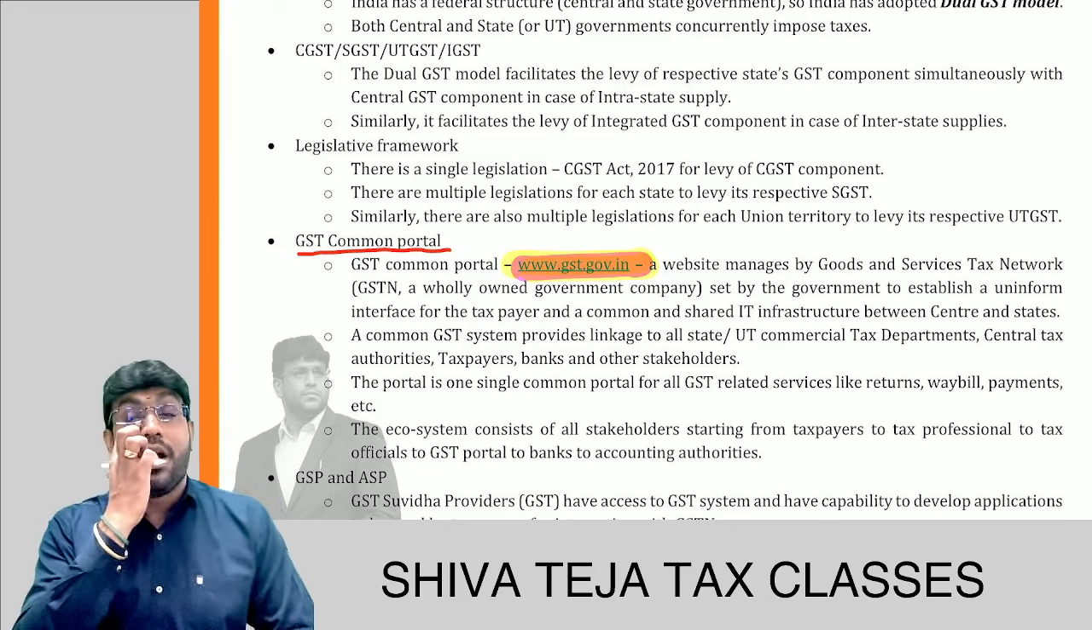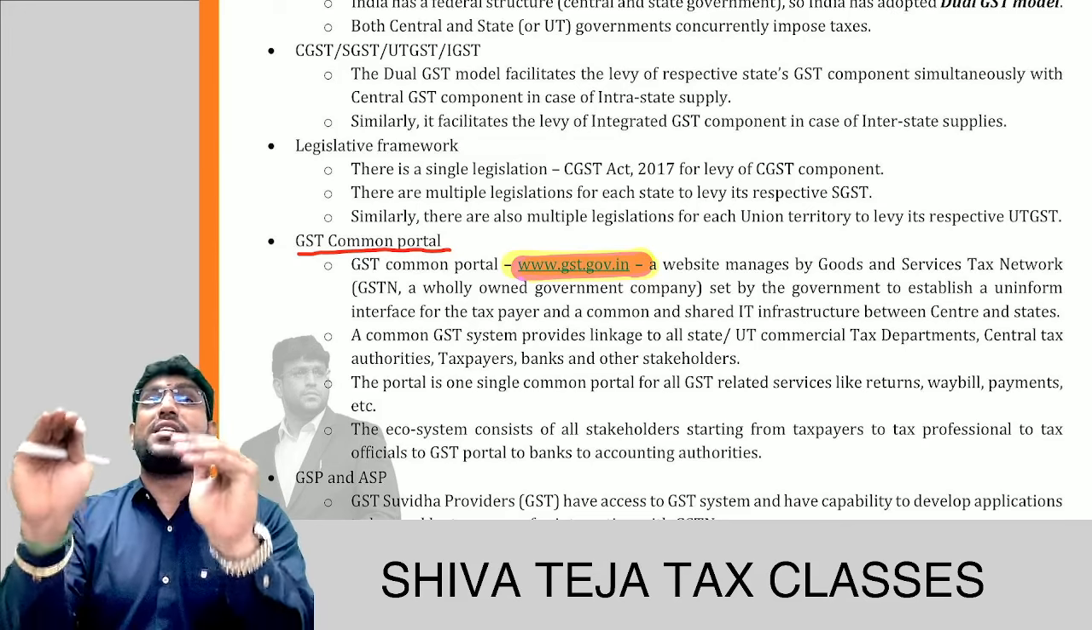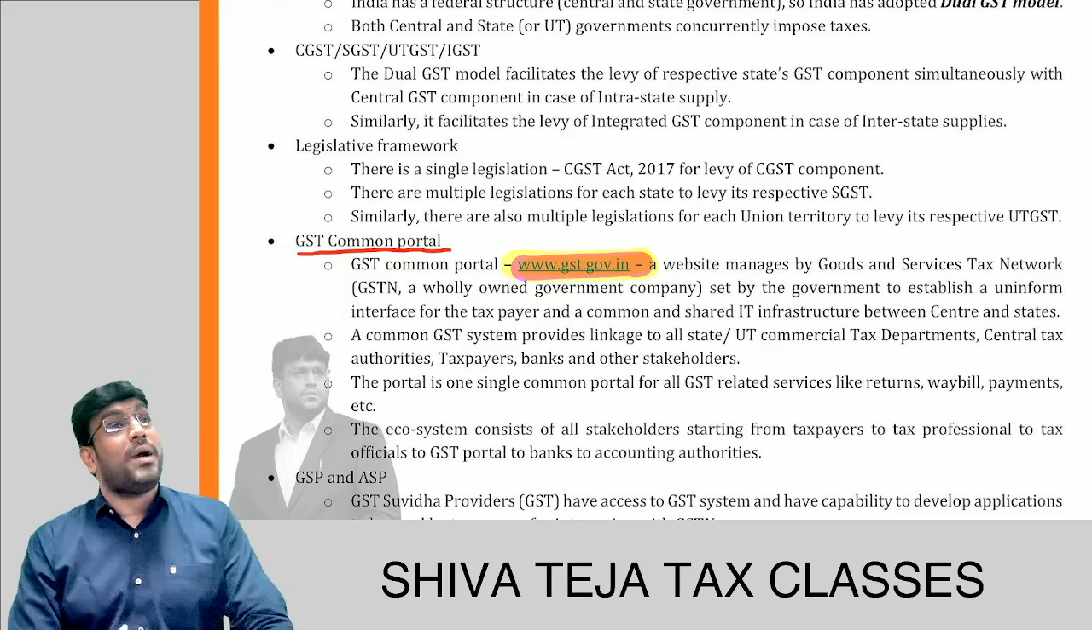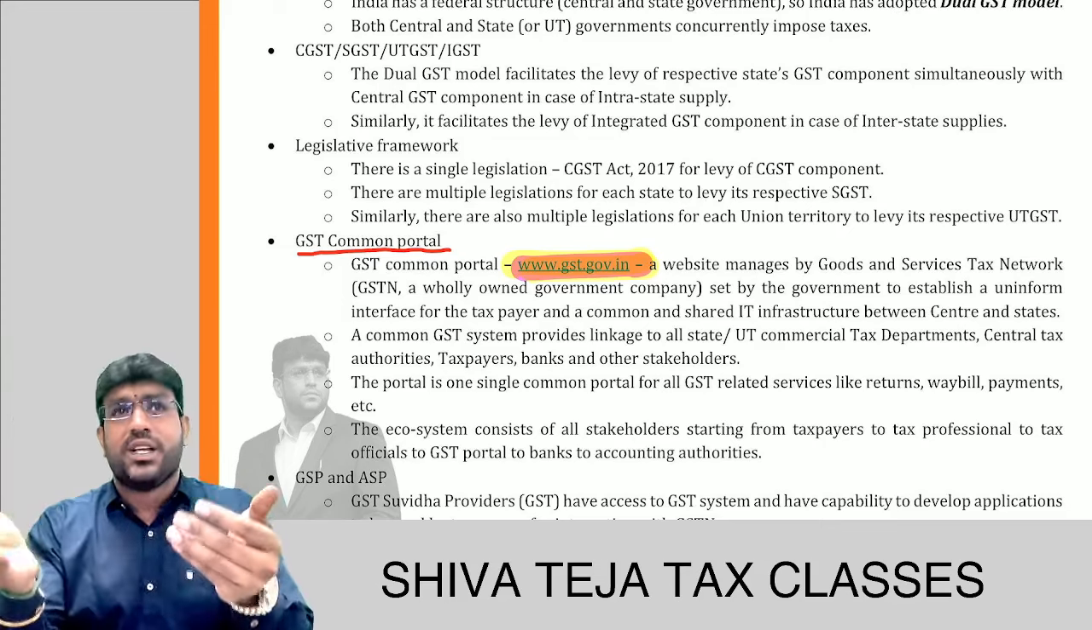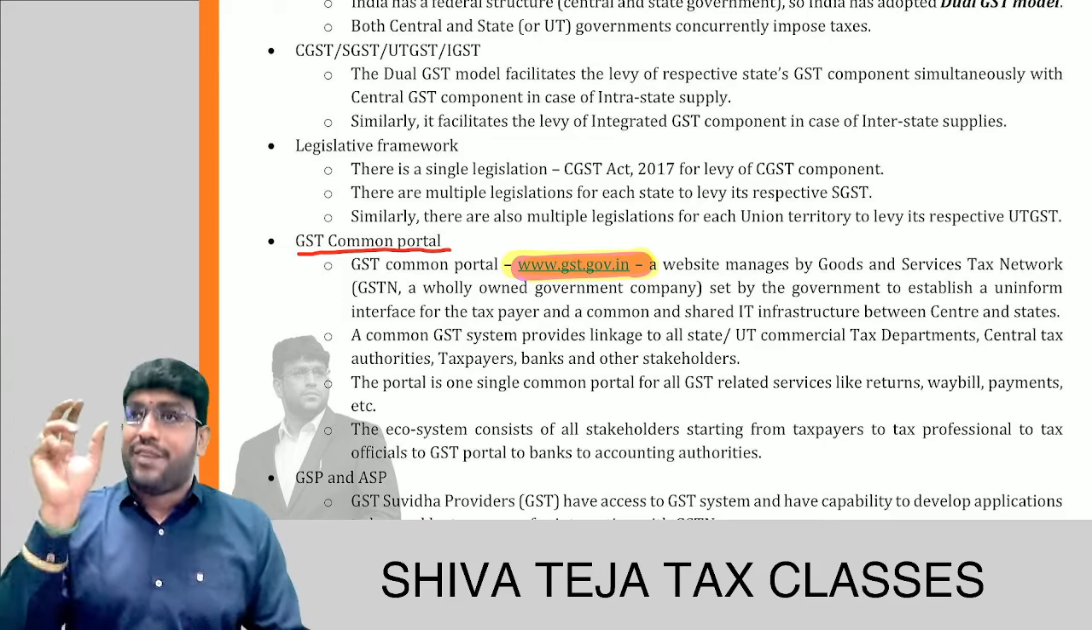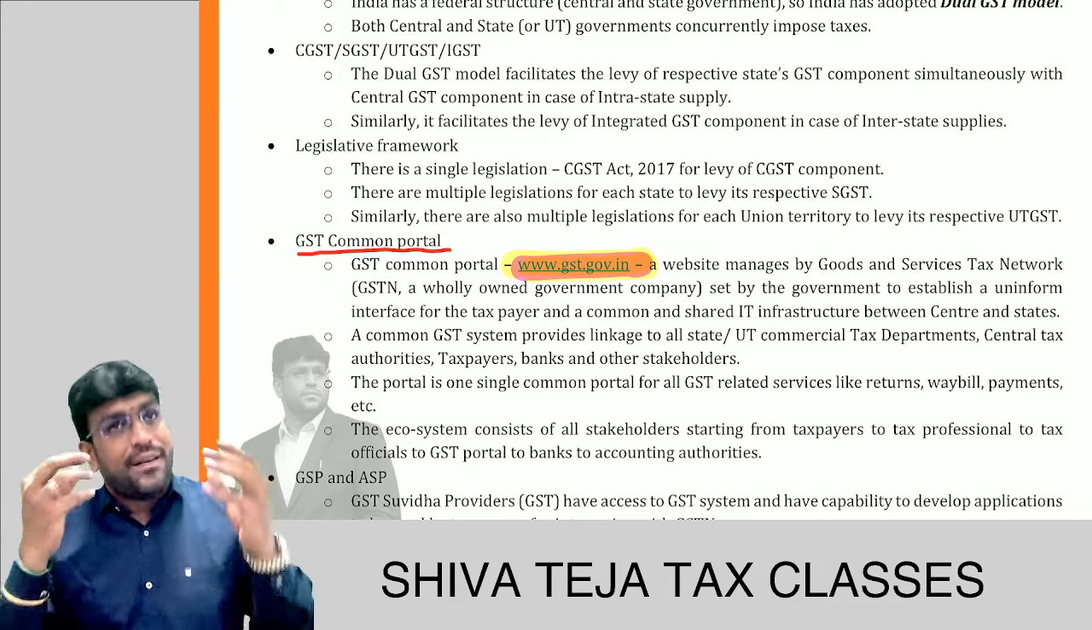gst.gov.in is a website where all the activities related to GST happen. That is why we call it the common portal. Why are we calling it a common portal? If you have worked practically in GST, you will know this. If you have not, let me tell you, there is one website called gst.gov.in. I will show you practically.